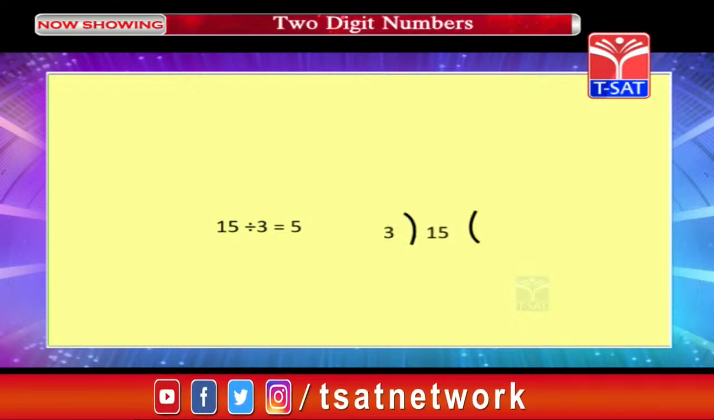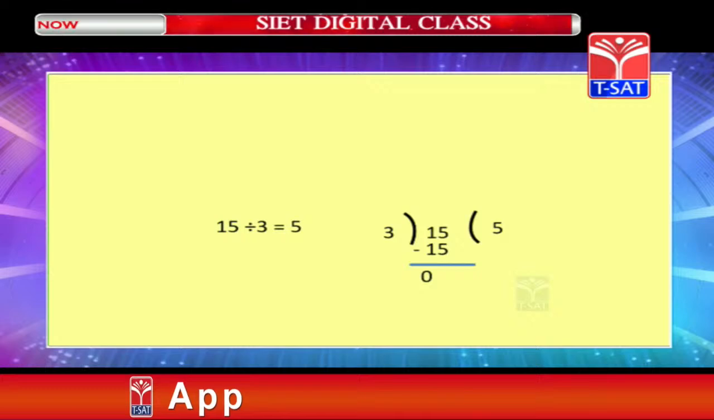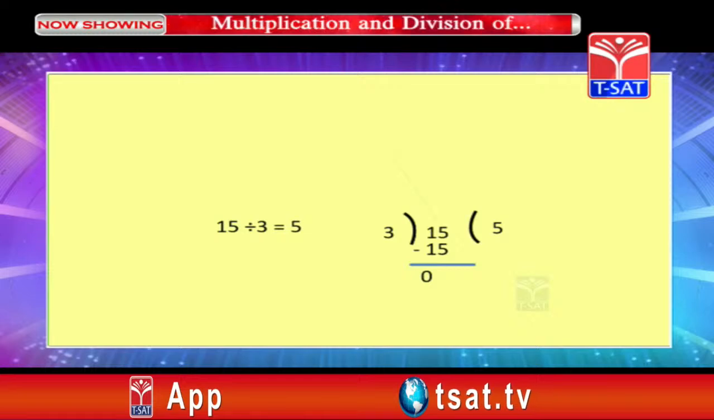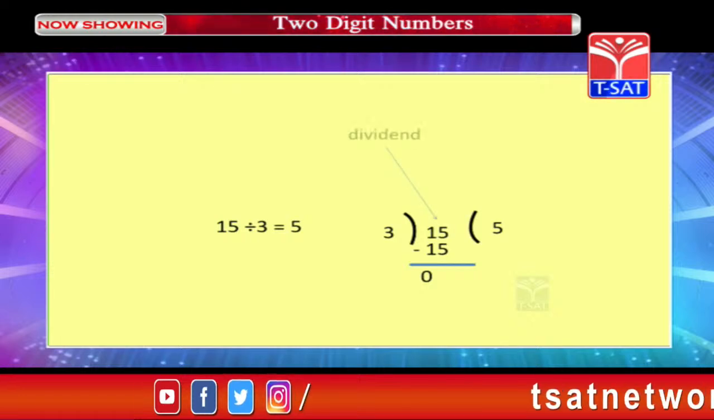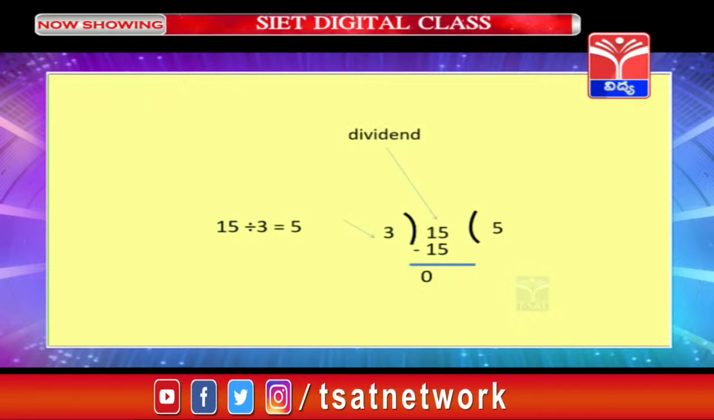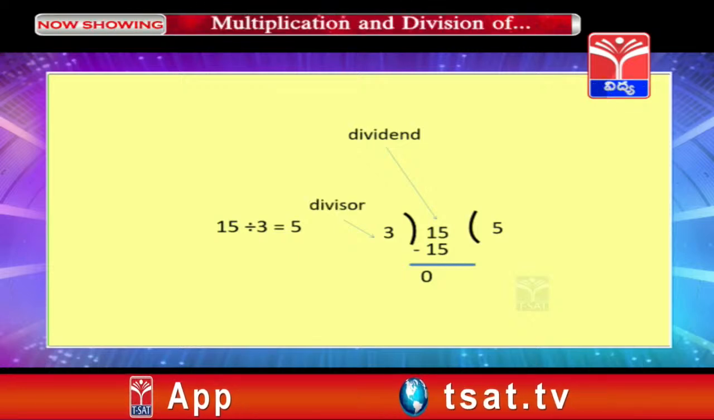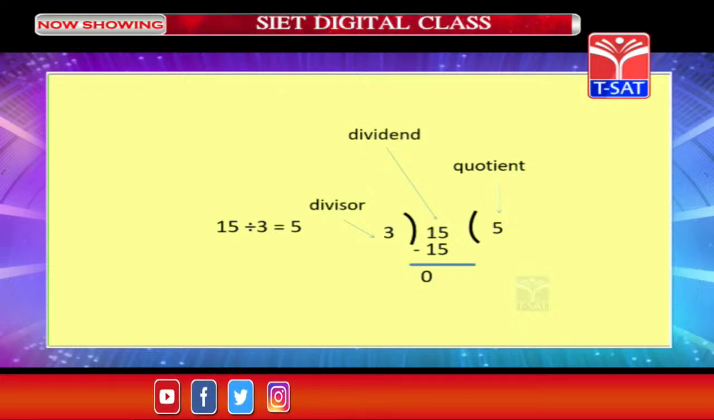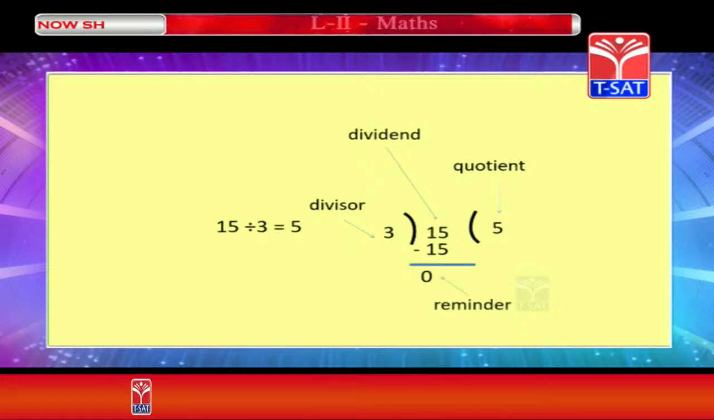See here, 15 divided by 3. 3 5s are 15. Observe carefully here. 3 and 15 and 5 and 0 are in different places. What are they actually? 15, the number which is going to be divided, is called the dividend, and 3 is the number which divides. 3 divides 15. The number that divides the dividend is the divisor. And here observe the 5, that is the result, that is the quotient. And what is the 0? That is the remainder.